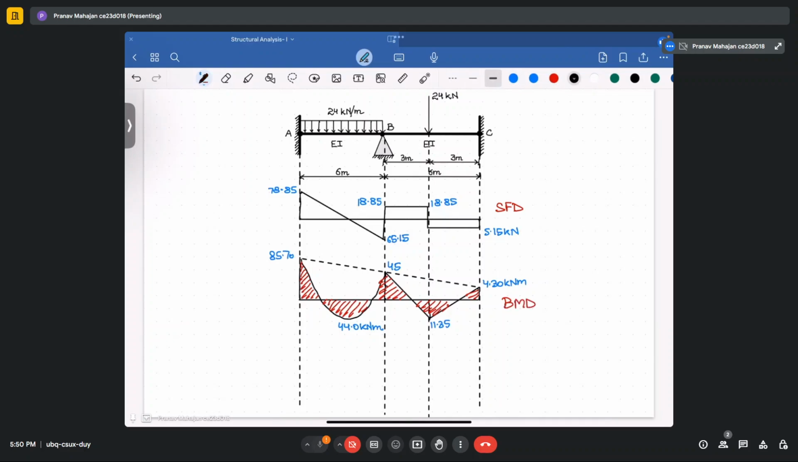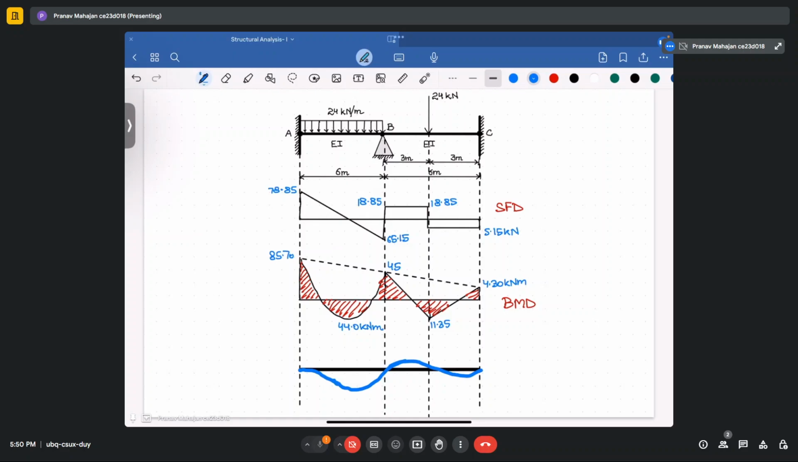Now finally, we are here for the deflected shape. So how does your deflected shape look? Your deflected shape will move like this. Here the slope will be 0. Then your slope will increase and become 0 at the support. And again, it will change at this point and reach 0.